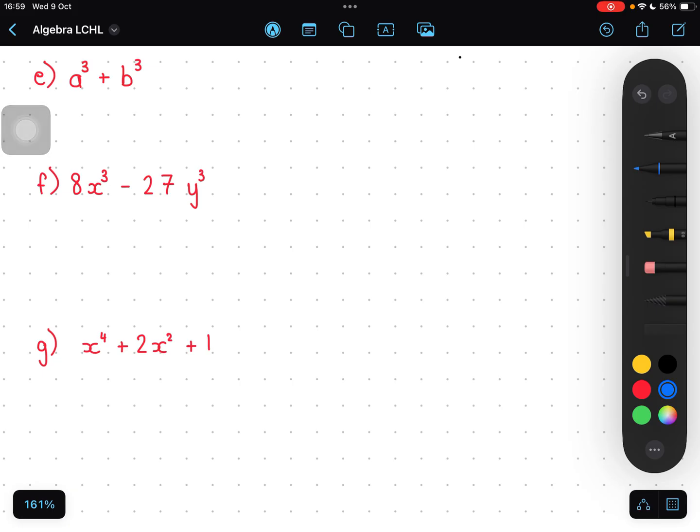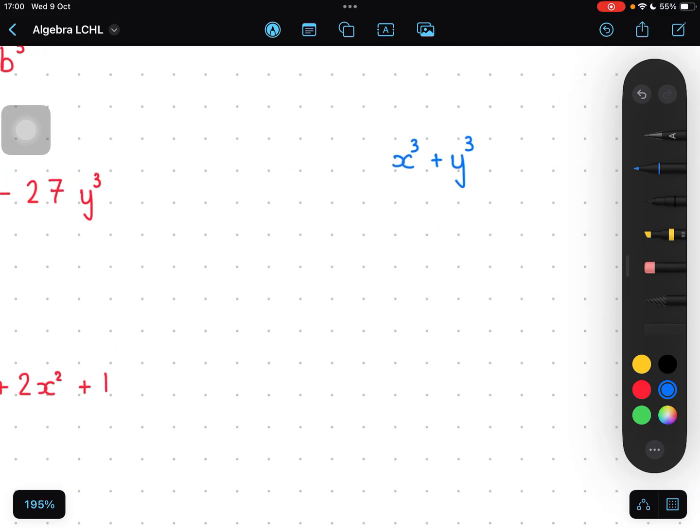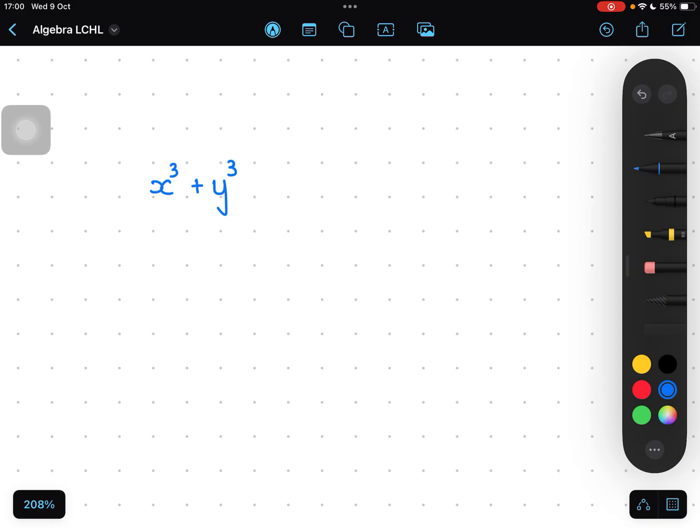Okay, so remember our rules for a sum of two cubes. Let's say it's x cubed plus y cubed instead of a cubed plus b cubed. Remember, in my class we write our rules in blue so that they stand out from the sums that we've done in pencil, or that you've taken down off the board in black pen. So x cubed plus y cubed.